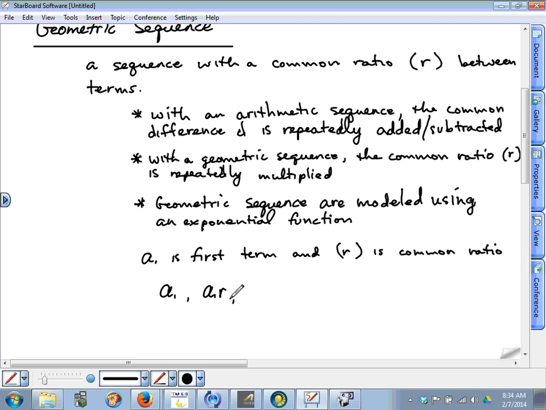Really close, really, really close. The next term would be a sub 1 times r squared, yeah. Close. Keep going. You're really, really close. What's the next? Let's write a few more terms and you might see the pattern a little more clearly. A sub 1, what's the fourth term going to be? R cubed. Remember, this is the fourth term where n equals 4. This was the third term where n equals 3. Does anybody recognize a pattern? Yeah. A sub 1 times r to the fourth.